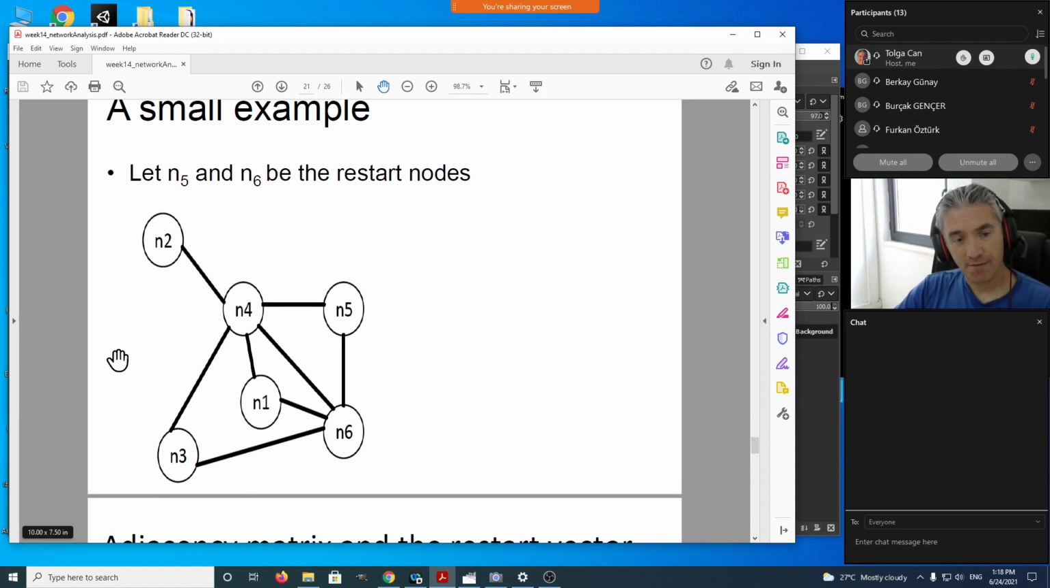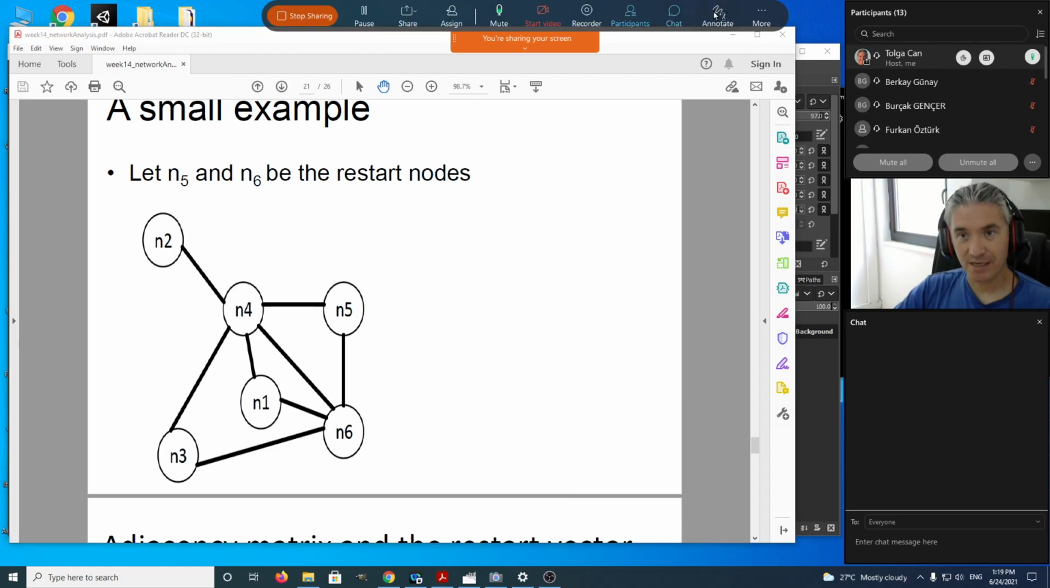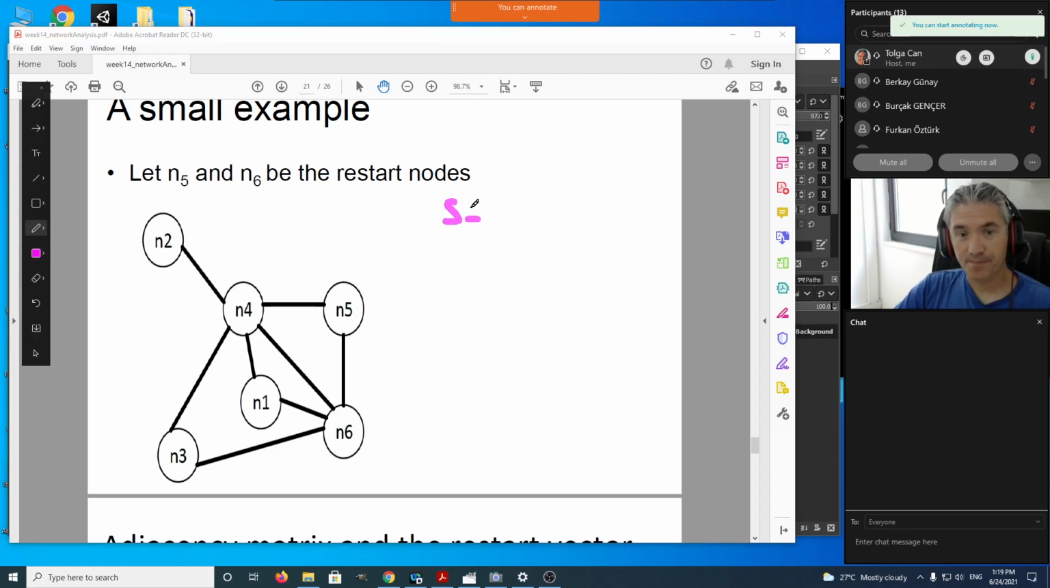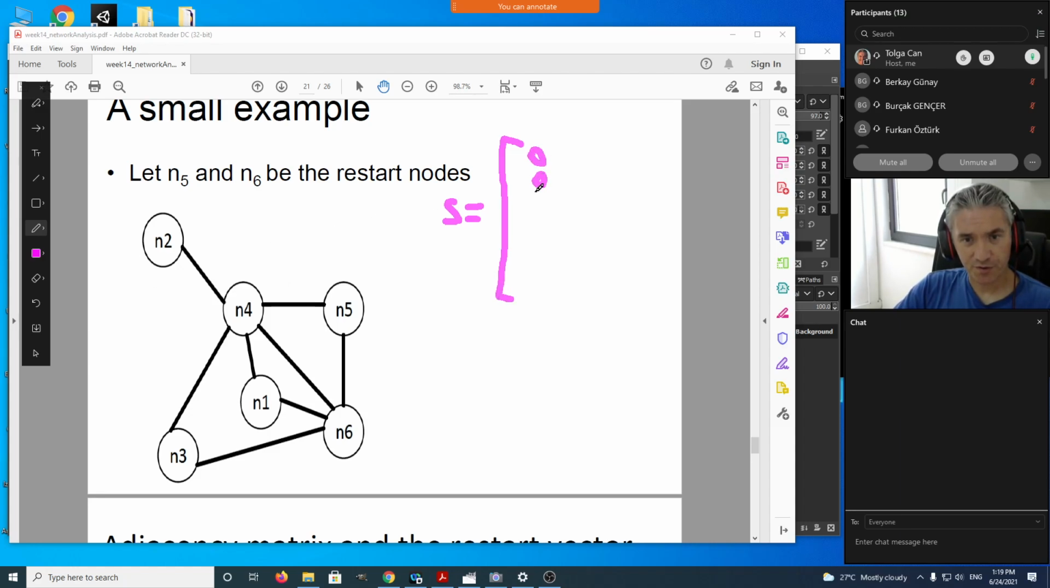So imagine we have this network, where we want to do random walks with restarts, in which N5 and N6 will be our restart nodes. Which means that my S vector is going to be something like this. There are 6 nodes in this graph, so it's 0, 0, 0, 0 for nodes 1 to 4, and for 5, I'm going to have 0.5, and for 6, I'm going to have 0.5. Okay, so this is what the restart vector is going to look like.